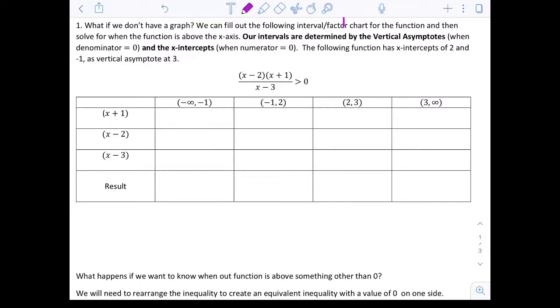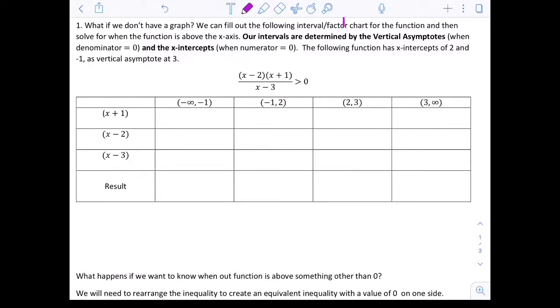All right, so this one says, what if we don't have a graph? We can fill out the following interval chart for the function and then solve for when the function is above the x-axis or above 0. Our intervals are determined by the vertical asymptotes when the denominator is equal to 0 and the x-intercepts when the numerator is equal to 0. The following function has x-intercepts at 2 and -1, and we can tell that from our graph. There's an x-intercept here at 2, x-intercept here at -1. That's what we did last week. We also have a vertical asymptote in this case at +3.